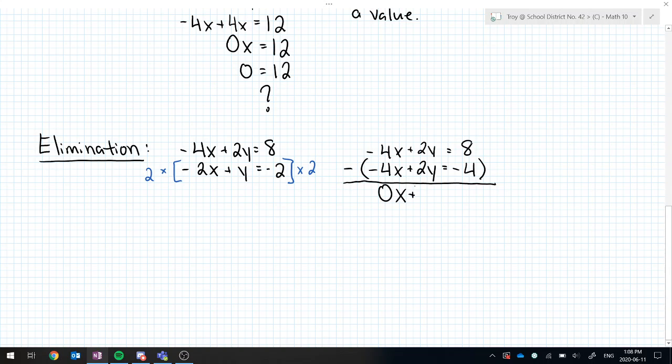But now we run into another problem, because we can see here we got 2y minus 2y. Well, 2y minus 2y, that's 0y. And 8 minus negative 4, of course, is 12. So not only did our x's cancel, which is what we were trying to do, but our y's canceled as well. So again, we have 0 times x, which is 0. 0 times y, which is 0, equals 12. So we have 0 equals 12.